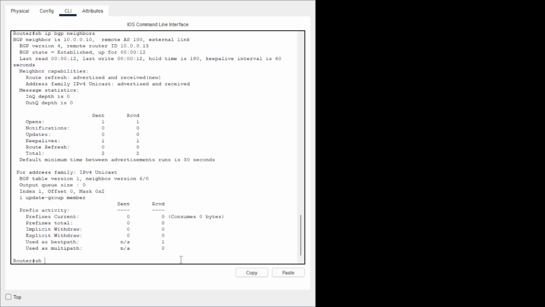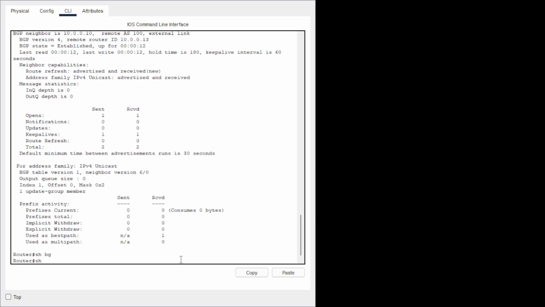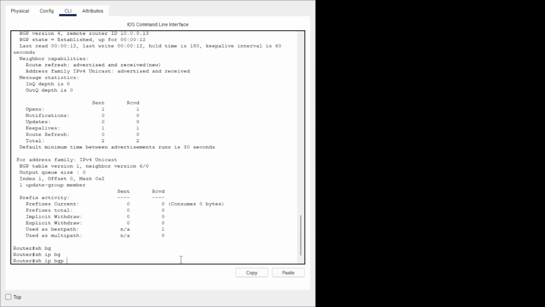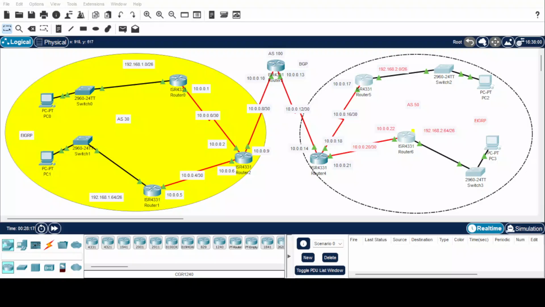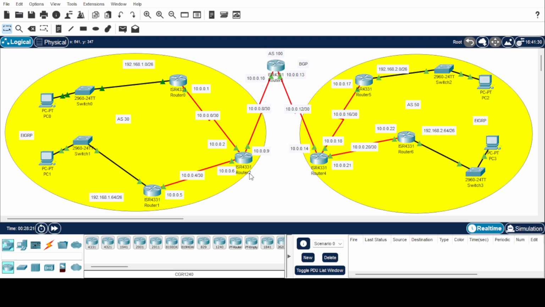And so BGP summary. Here also from this command we can see this 10.0.0.9 is our local BGP IP having the ASN number of 30, and its neighbor is 10.0.0.10 having ASN of 100. So for router 1 we have finished this router number 2.